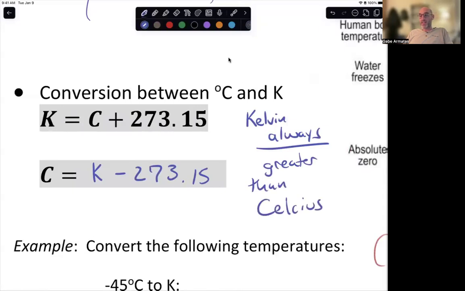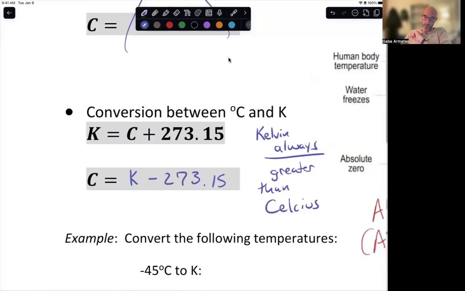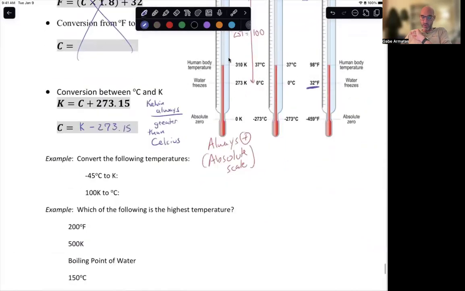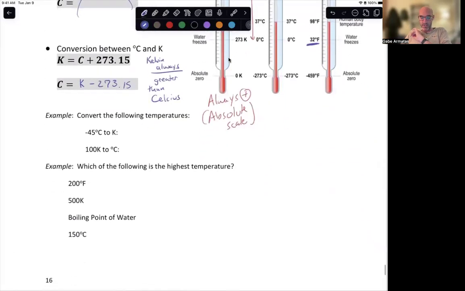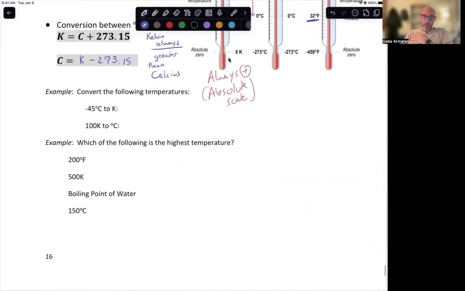Okay. So what that means is if you're doing a conversion and you find you did a calculation and you found out that your Celsius number is higher than the Kelvin, you've just added when you're supposed to subtract, or vice versa. So Kelvin number should always be higher than the two. Okay. So convert the following, Kelvin to Celsius, Celsius to Kelvin. So give that a go.